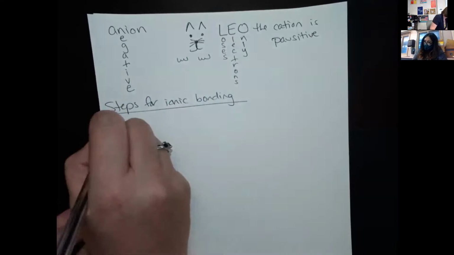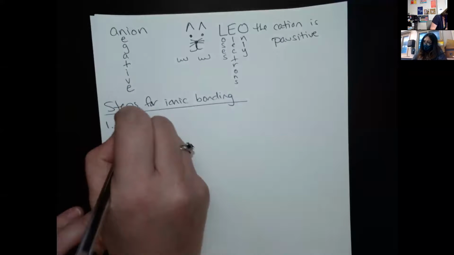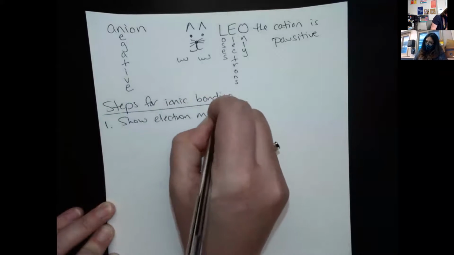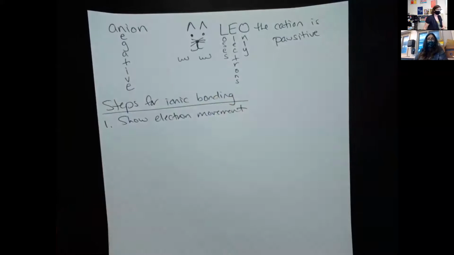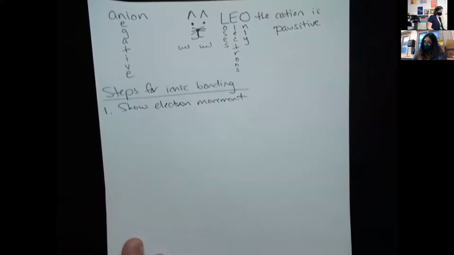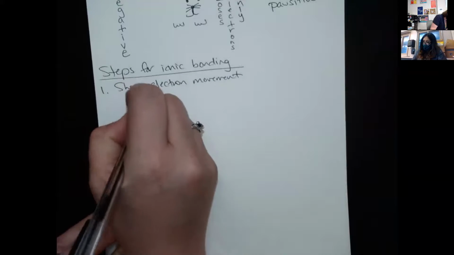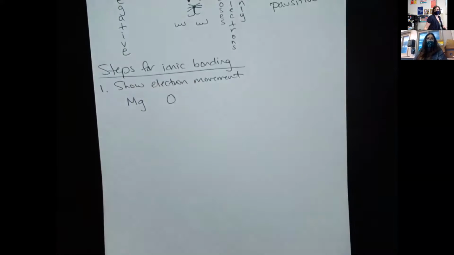Woo! Number 1. Show electron movement. Step number 1 is show the electron movement. So let's do an example. Let's do magnesium and oxygen this time.